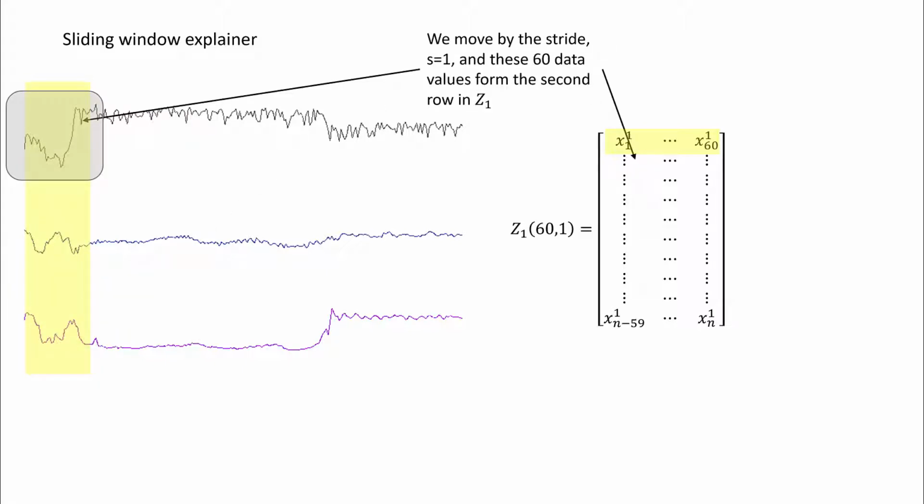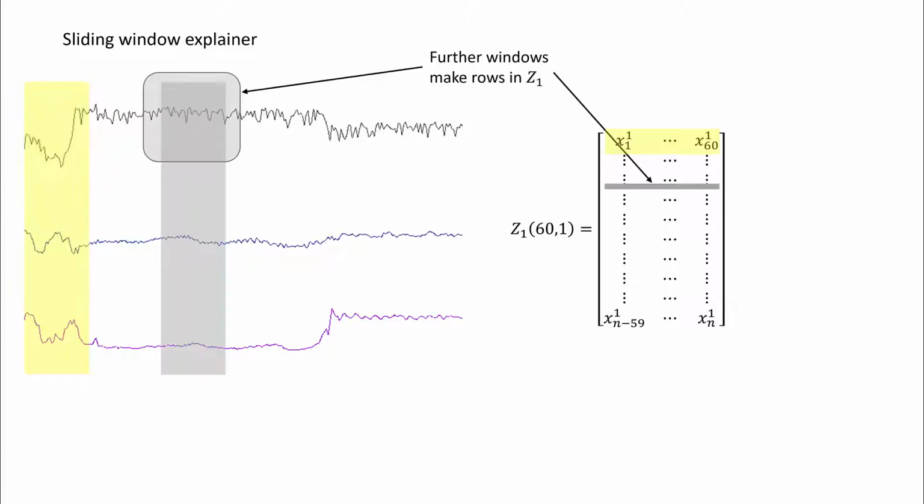We now slide the window to the right by the stride length, which is 1 in this case. And so now we would be taking data values 2 to 61 and making those the second row in our data set for Z1. We would also do the same for Z2 and Z3 using those channels.